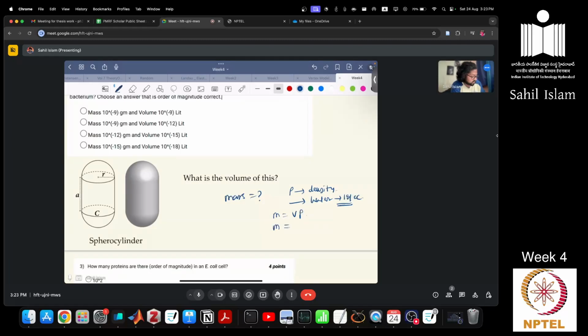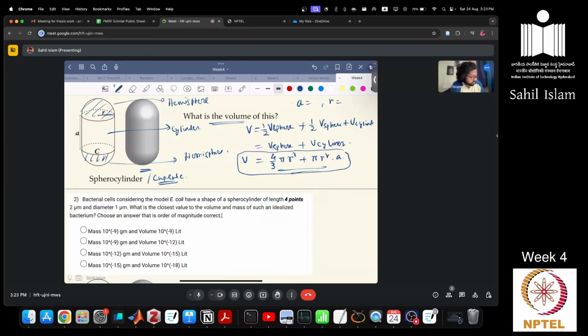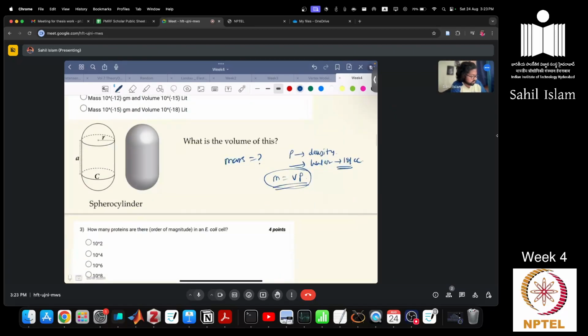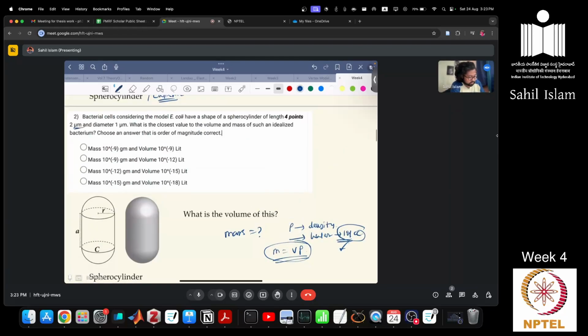and calculate this mass. So you put it all back. This is how you calculate volume, and this is how you calculate mass. Don't forget to convert this gram per cc to proper units, or these micrometers to proper units, and you will get some value. And here it is given in liters, so you have to convert it to liters also. So that's how you can calculate the volume and mass of E. coli bacteria.